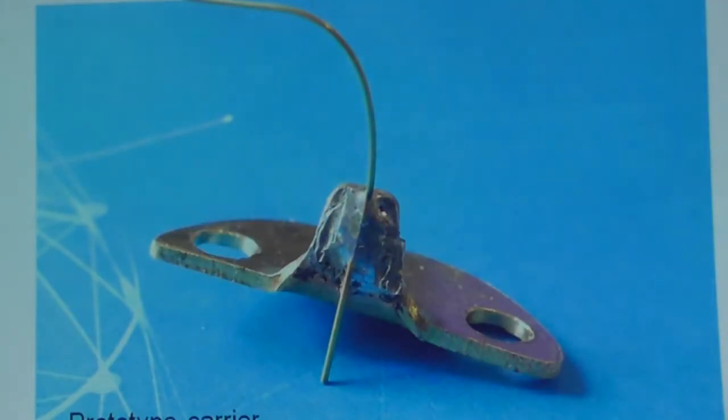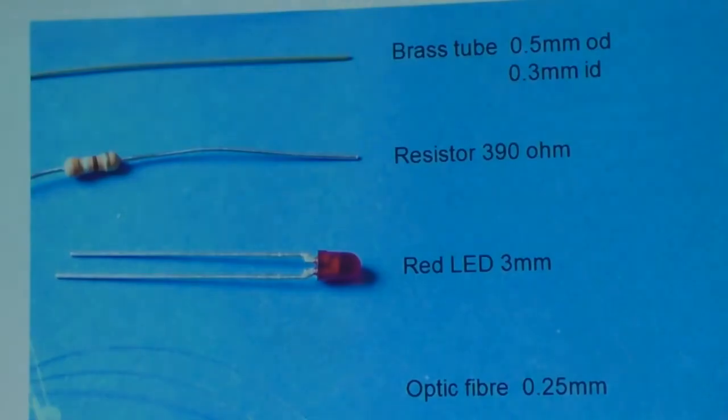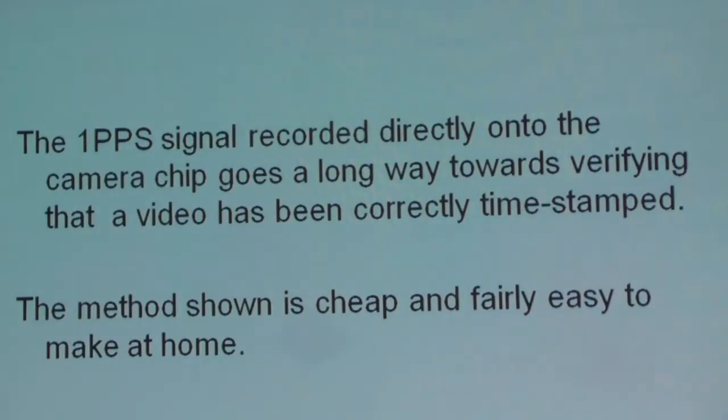Okay, that's the carrier, the prototype one. I had it on a different camera to start with. Those are the components. You've seen them in the box. It goes a long way to doing it, but it's not absolutely ideal, but for the money and the effort, it's very well worth it.